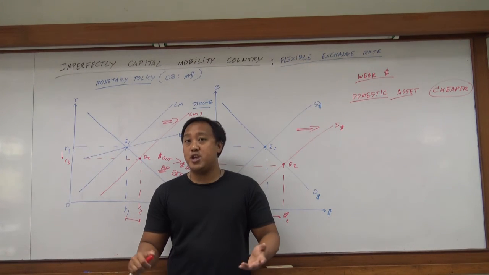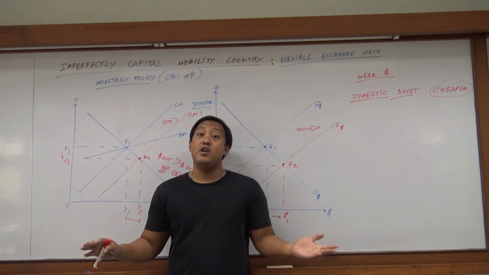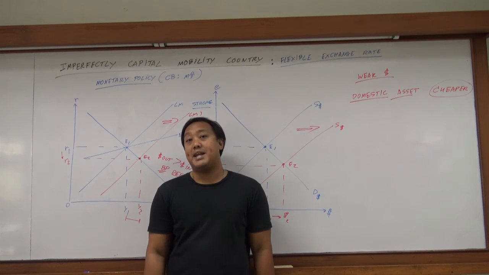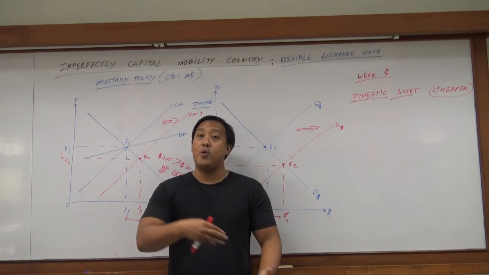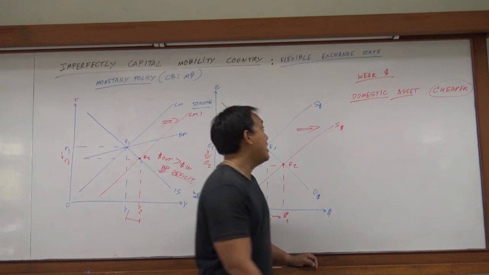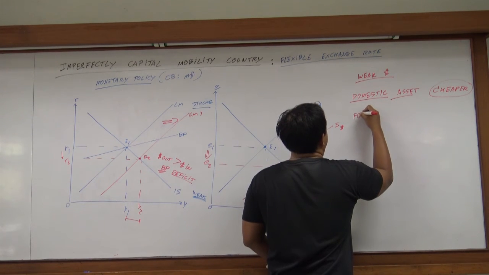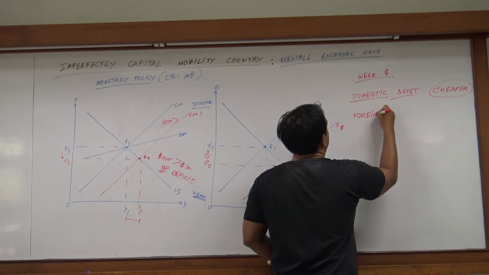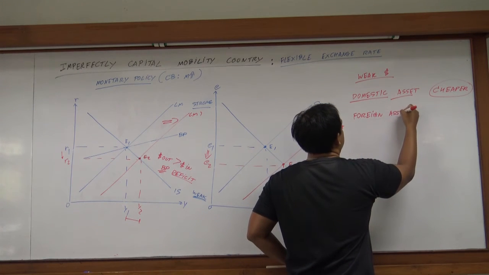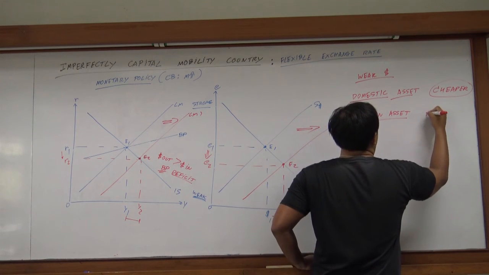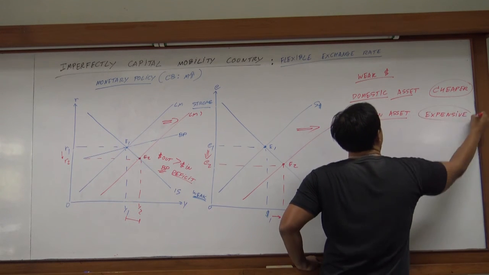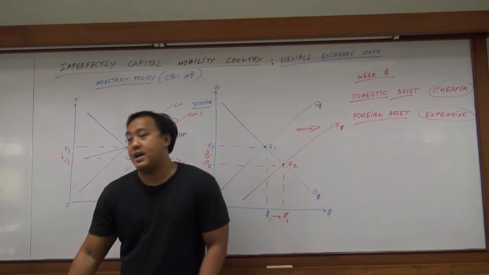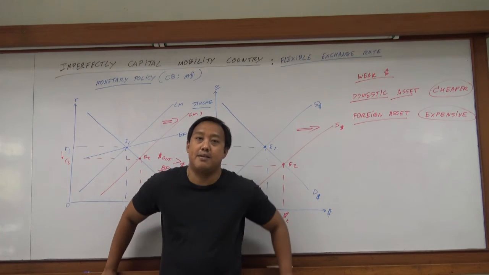When all the assets in the USA look cheaper, what does it mean? For foreign investors, they want to invest more money in the USA. The capital is going to flow into the USA more. On the other hand, foreign assets are going to become more expensive.